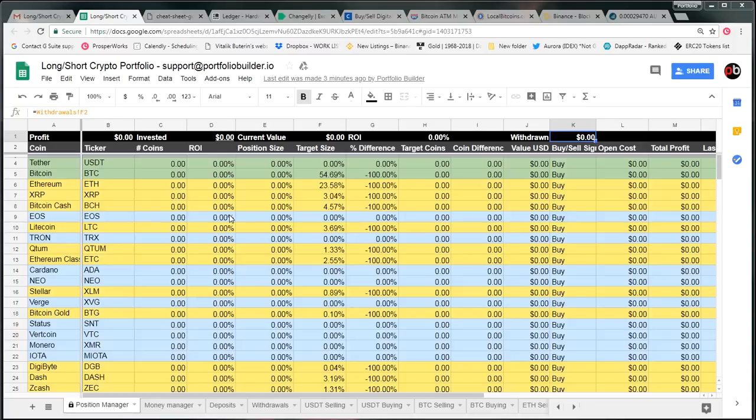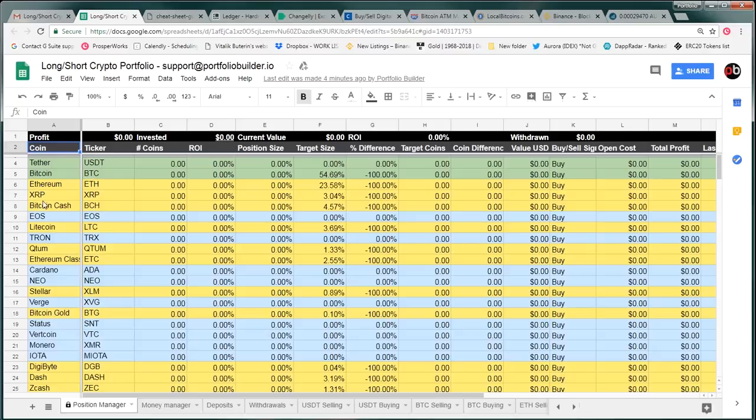Now in this tutorial, we're not going to cover how to use the short position manager, short money manager, selling short or buying back. That's a little more advanced and optional. You don't have to use those features to get a lot of value out of Portfolio Builder.